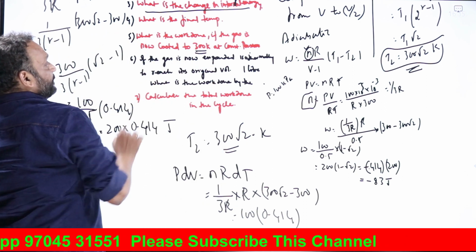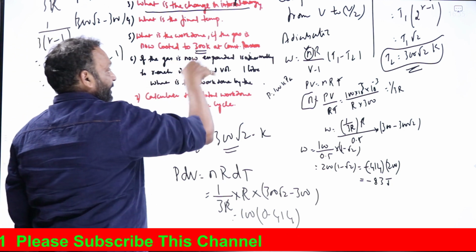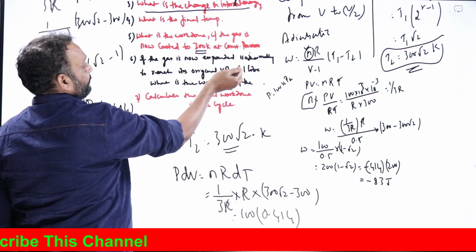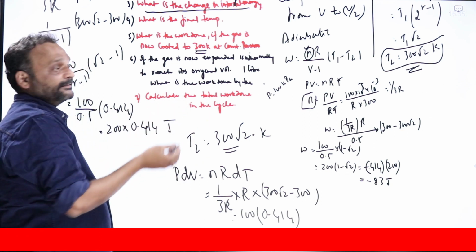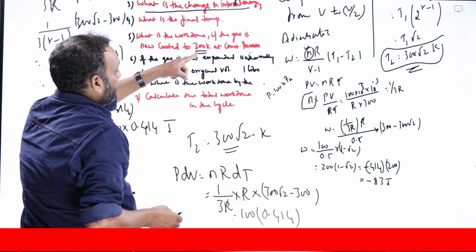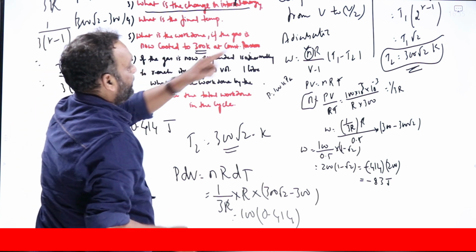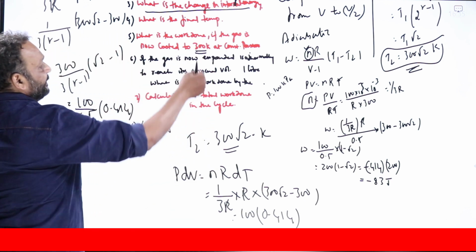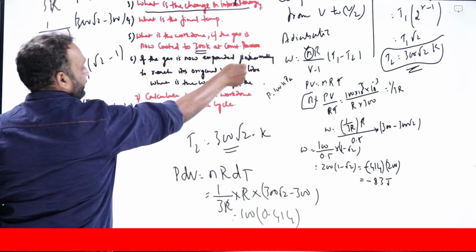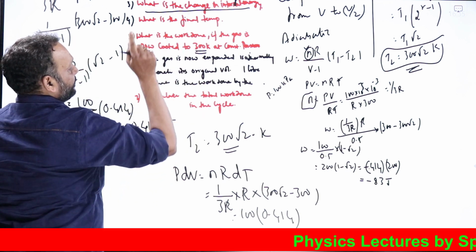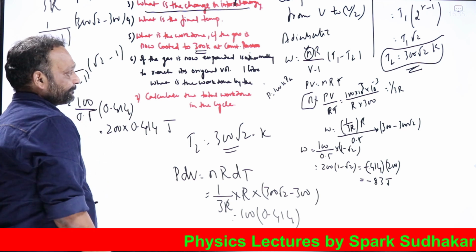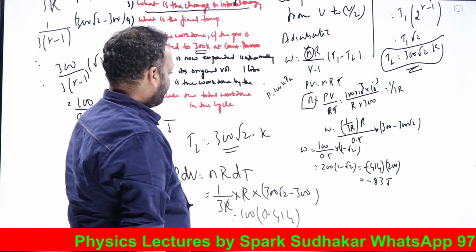Now, the next step is what? If the gas is now expanded isothermally to reach its original volume of 1 liter, what is the work done? It means it is an isothermal process. At 300 Kelvin, the gas is now expanded isothermally to a final volume of 1 liter. At a constant temperature of 300 Kelvin, what is the work done?